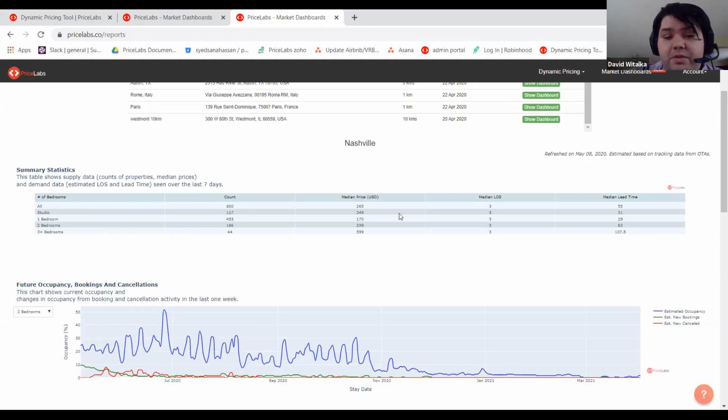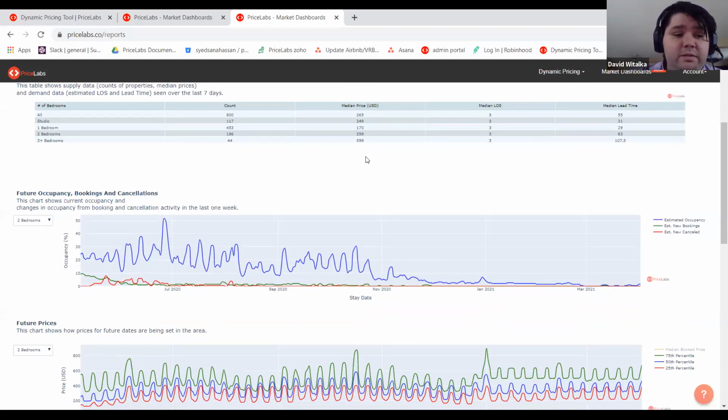We can also see the median price for each category, and then the median length of stay over the last 30 days. Nashville is a very weekend-heavy market, so it makes sense that it's around 3. People are probably staying Friday, Saturday, Sunday. Then we can also see the median lead time over the past 30 days. Keep in mind, there are probably some restrictions here so that people couldn't book immediately. They had to wait until after the booking opened, and that's likely why these numbers are so high right now.